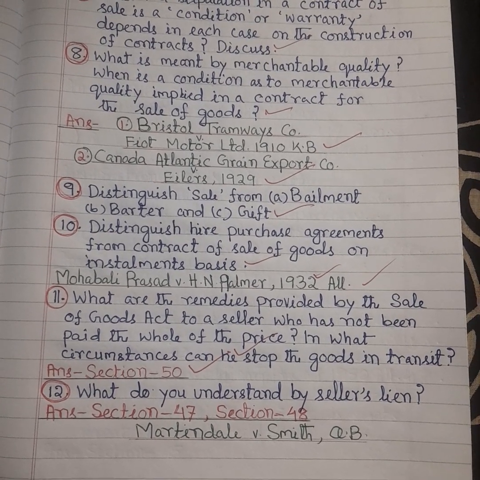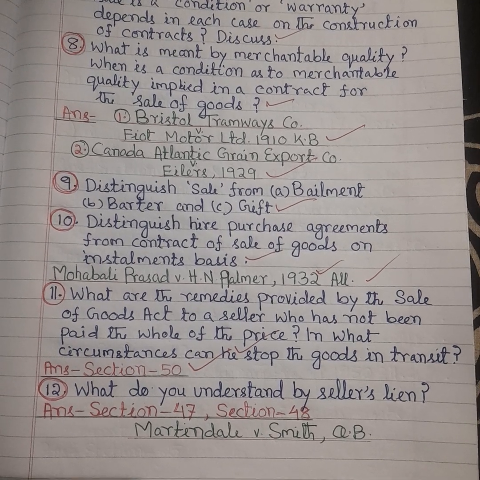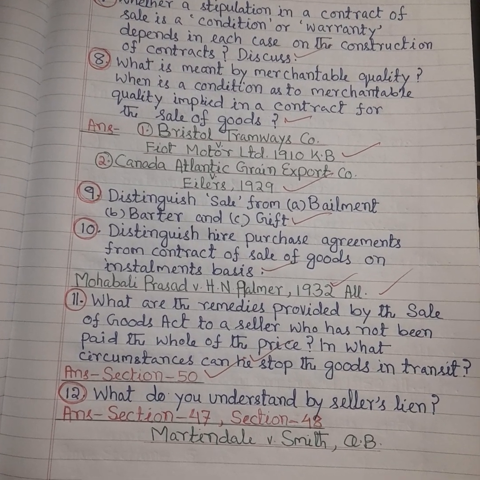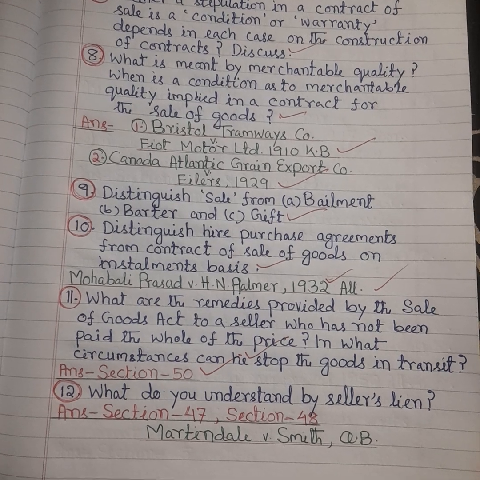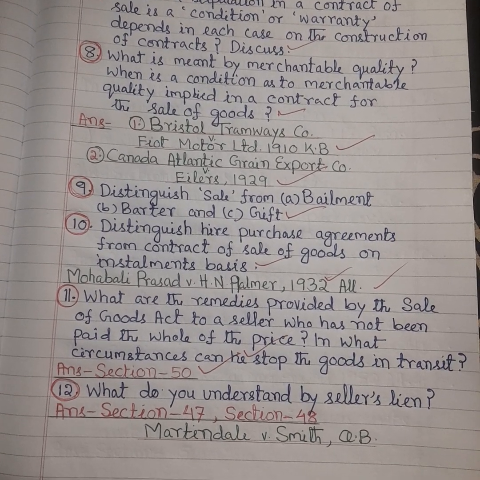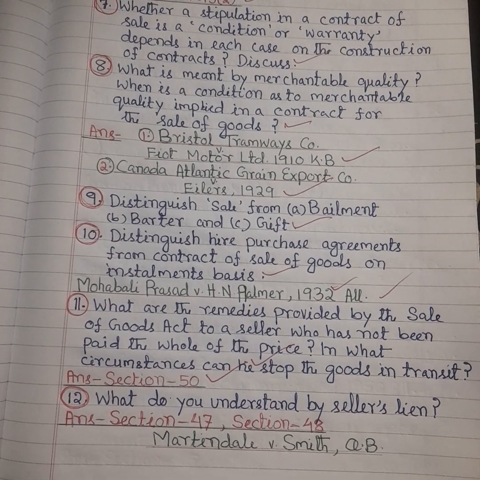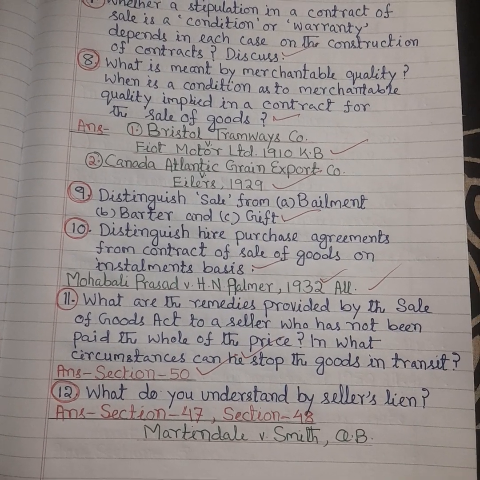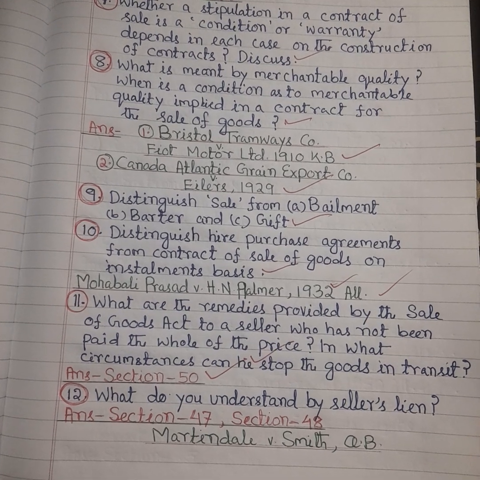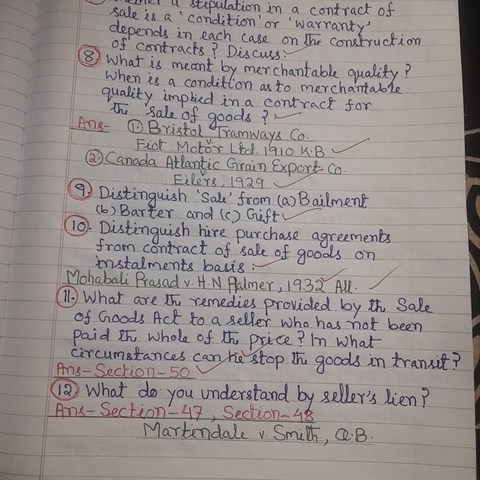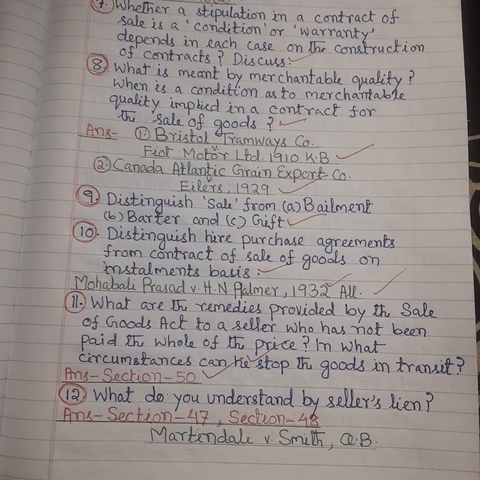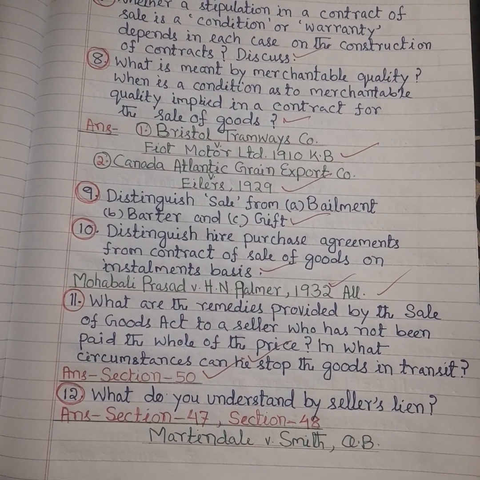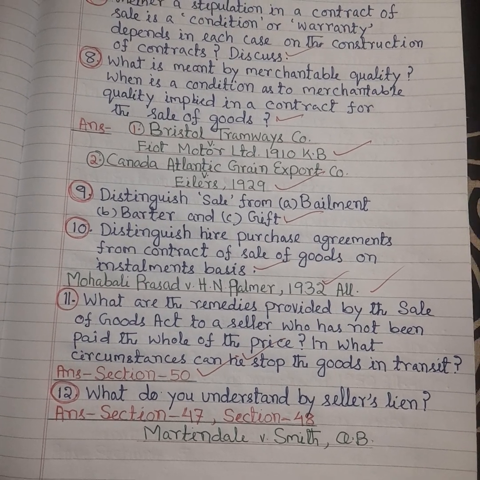So, an unpaid seller can exercise his right of stoppage in transit in the following circumstances. The first one, the seller must be unpaid and must have parted with the possession of the goods. And the second circumstance, the property in the goods must have passed to the buyer. And the third circumstance, the buyer must be insolvent. And the fourth circumstance is that the goods must be in the course of transit, and all these are provided under Section 50 as remedies under the Sale of Goods Act 1930.